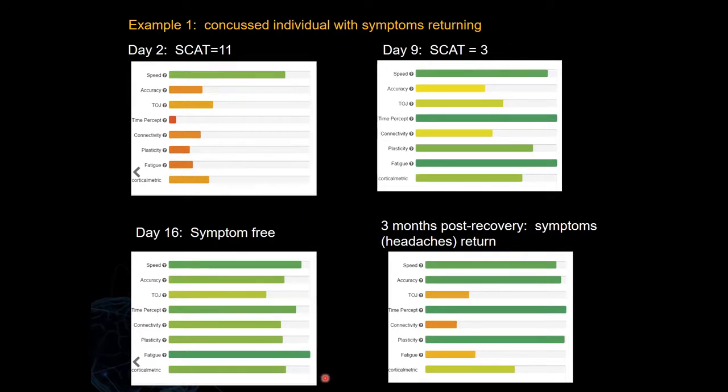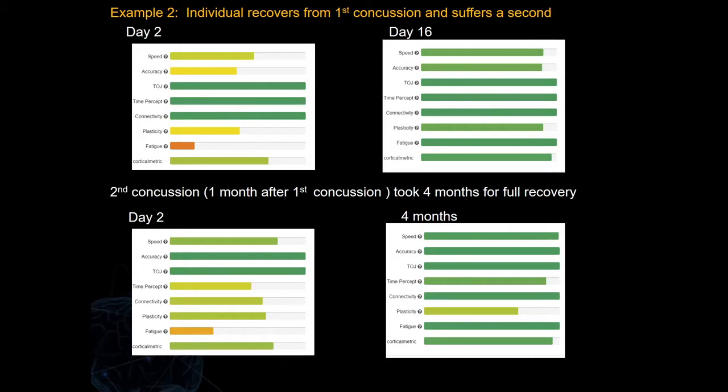So you see a bit of a correlation, or a crude correlation, between the higher the SCAT score, the worse the cortical metrics are. And once the subject's symptom-free, you also see a trend towards better recovery. 3 months post-recovery on this subject, symptoms or headaches returned. They were tested again, and it's clear enough that that was consistent with the cortical metrics evaluation.